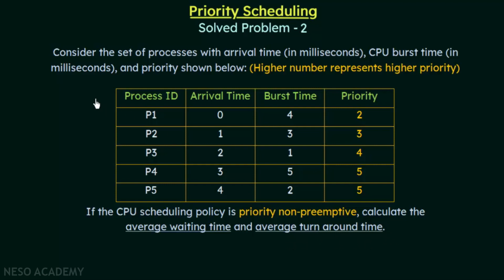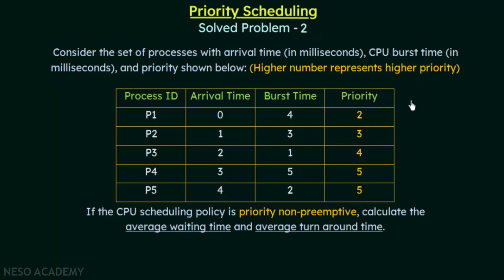In the previous lecture, we solved a problem that was based on preemptive priority scheduling. But this question is based on non-preemptive priority scheduling. And here we have to calculate the average waiting time and the average turnaround time for this set of processes with process IDs P1 to P5, where their arrival times are given in milliseconds, burst times in milliseconds, and priorities given here. And also note that in this problem, a higher number represents higher priority.